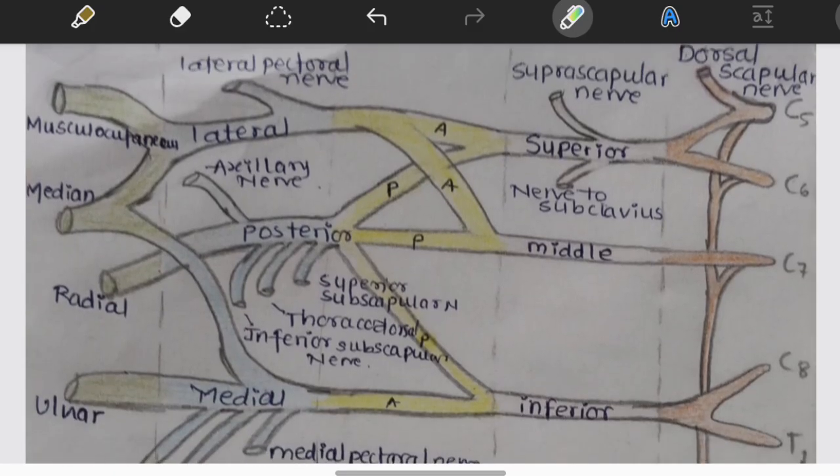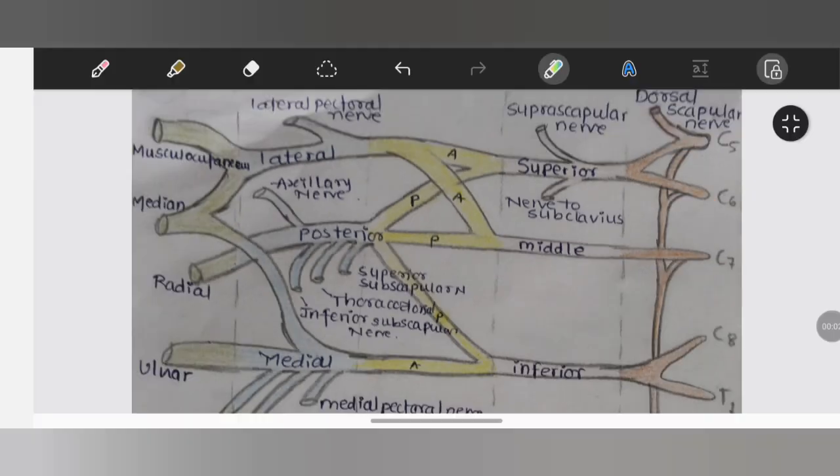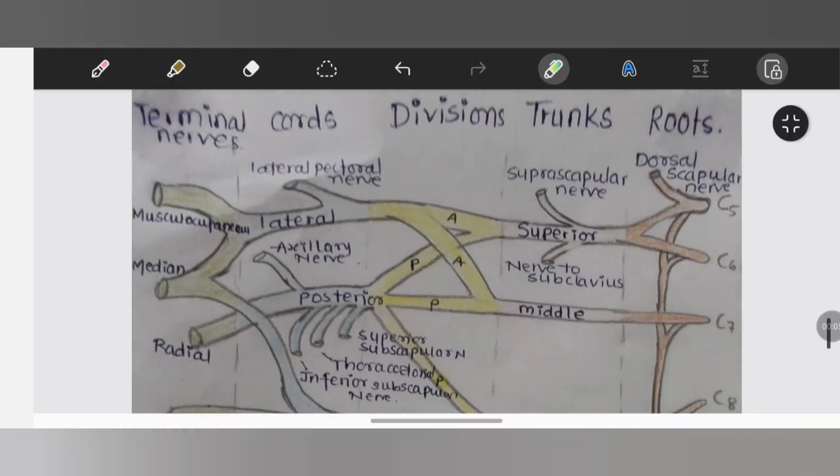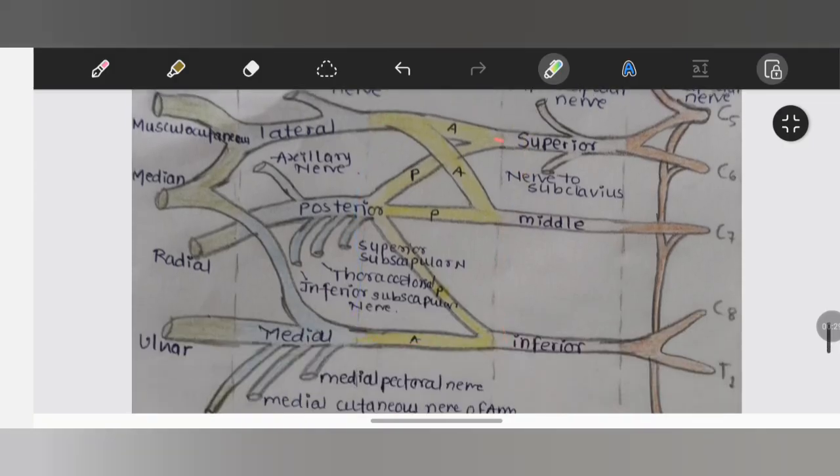This is the final diagram of the brachial plexus. These are the roots C5, C6, C7, C8, and T1, and next we will see the trunks. Here is the superior trunk, middle trunk and inferior trunk. Among the trunks, only the upper trunk has two branches, the suprascapular nerve and the nerve to subclavius. Then we will see the divisions: anterior and posterior.